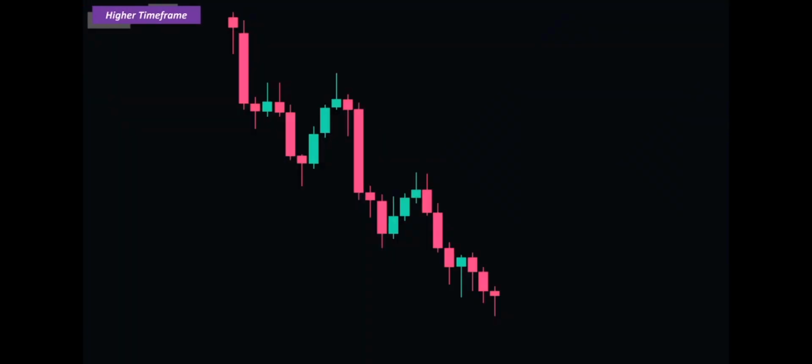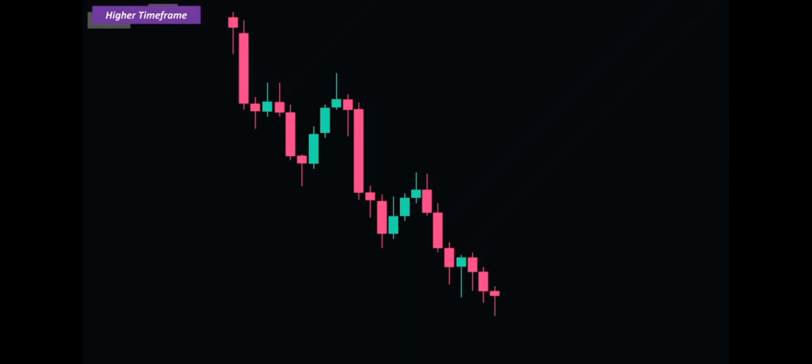Show you how this trading strategy works on the price chart. As I mentioned before, this strategy uses two time frames. On the higher time frame, we analyze the market structure to find the direction and key supply and demand areas.